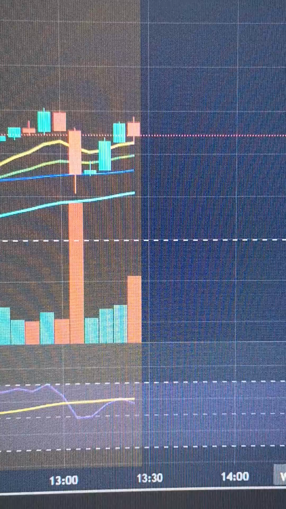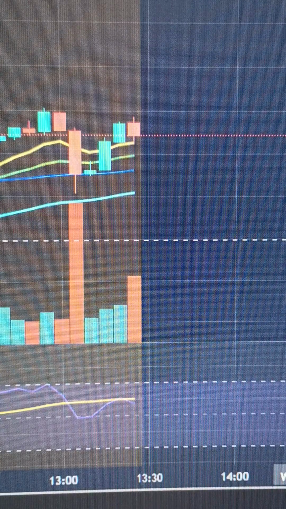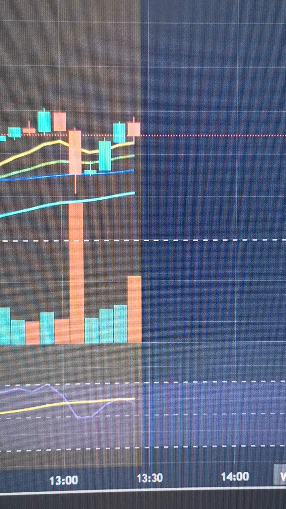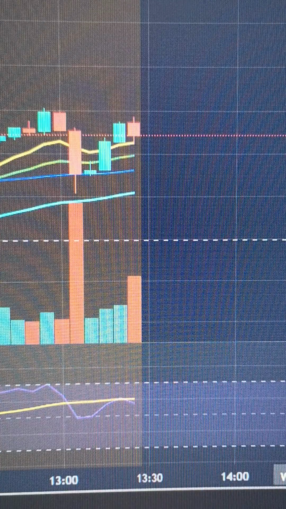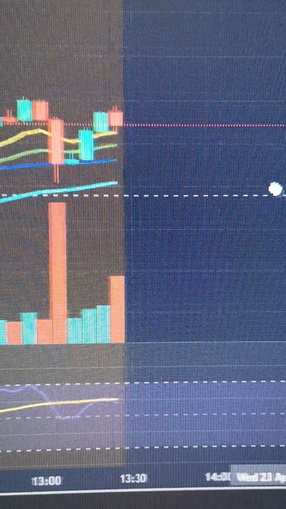Then the third part is the retest. You're waiting for a retest of the range or the 9 EMA. That's going to be your entry. Okay, so let's get on the chart and see how this works.